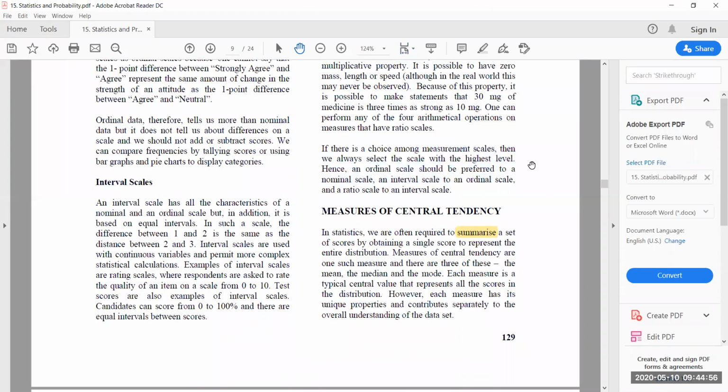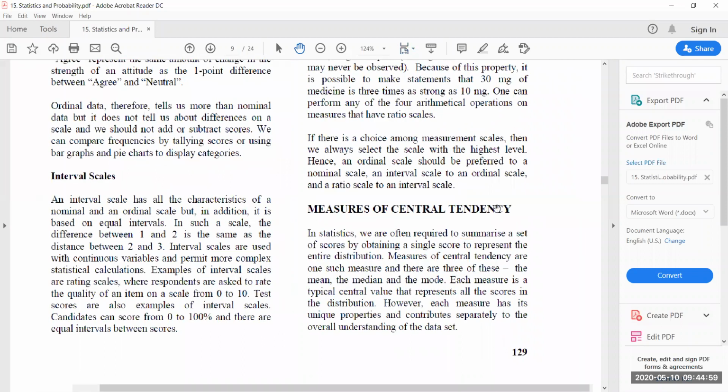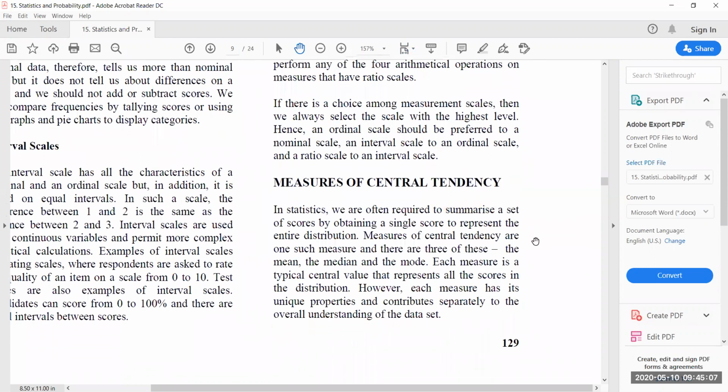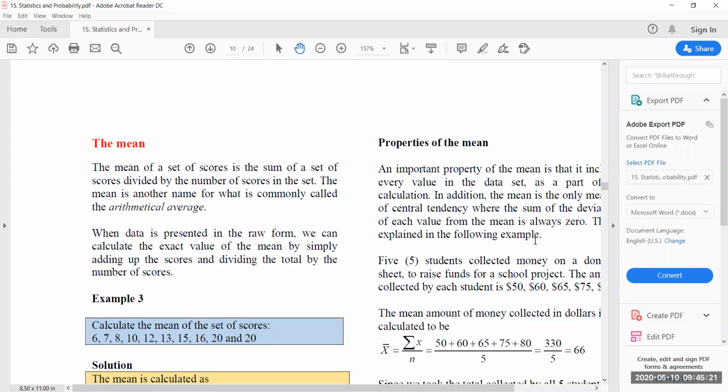So let's look at measures of central tendency. This is definitely tested in the multiple choice. So what are measures of central tendency? Measures of central tendency are one such measure, and there are 3 of these: the mean, the mode, the median. Anybody have any questions about those? You would have been doing these since primary school, right? So the mean is also referred to as the arithmetical average. Now, how do we find the mean? Anybody, before I go into it?